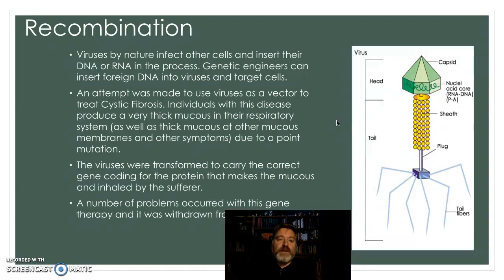Viruses also make great vectors. And the first time I used this idea was with cystic fibrosis, an attempt to help those people with cystic fibrosis. So you attenuate the virus, obviously, but you change its DNA to contain the DNA you want to transfer. In this case of cystic fibrosis, it was the correct cystic fibrosis gene. And it was then able to be injected by this virus. So you take a puffer, sniff up the viruses, and they would inject the correct gene for correct mucus production into the lungs of the sufferer.